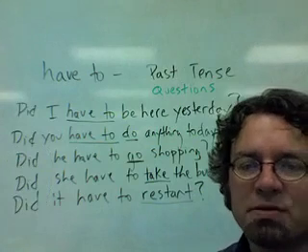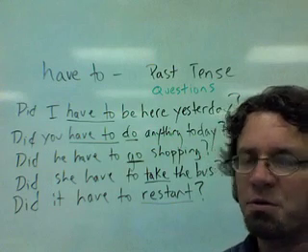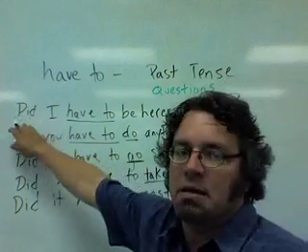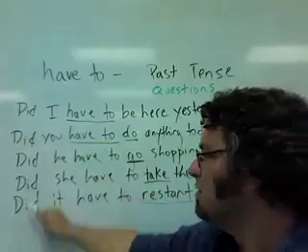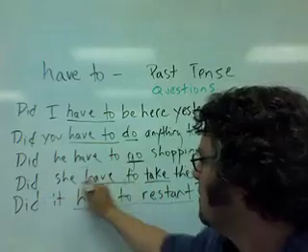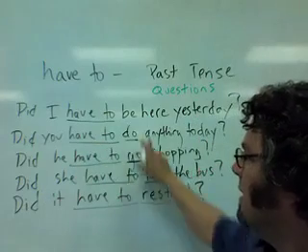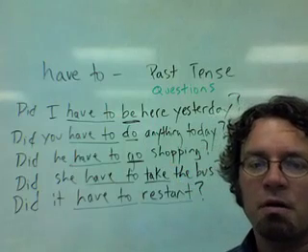To make the past tense in the form of a question with have to, put did in front of the subject. It doesn't matter what the subject is, you always use did, and you always will use have to, and then the simple form of the verb for the main verb.